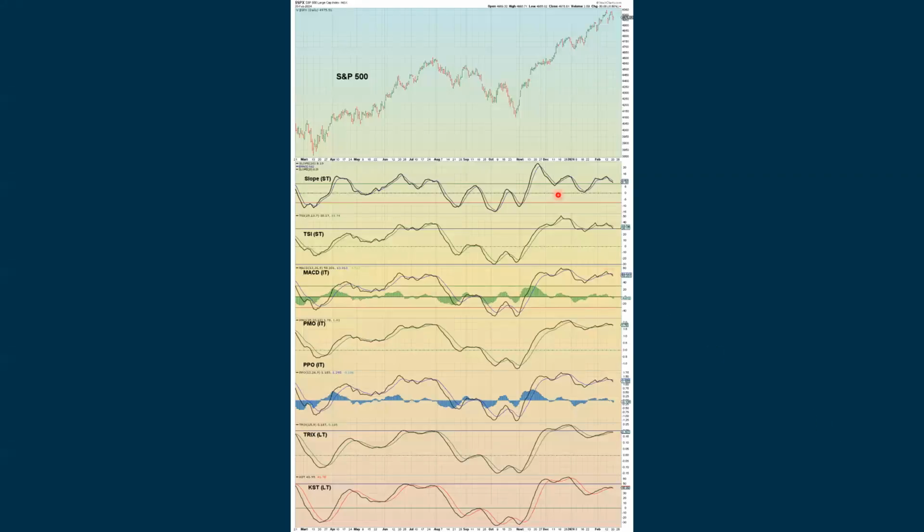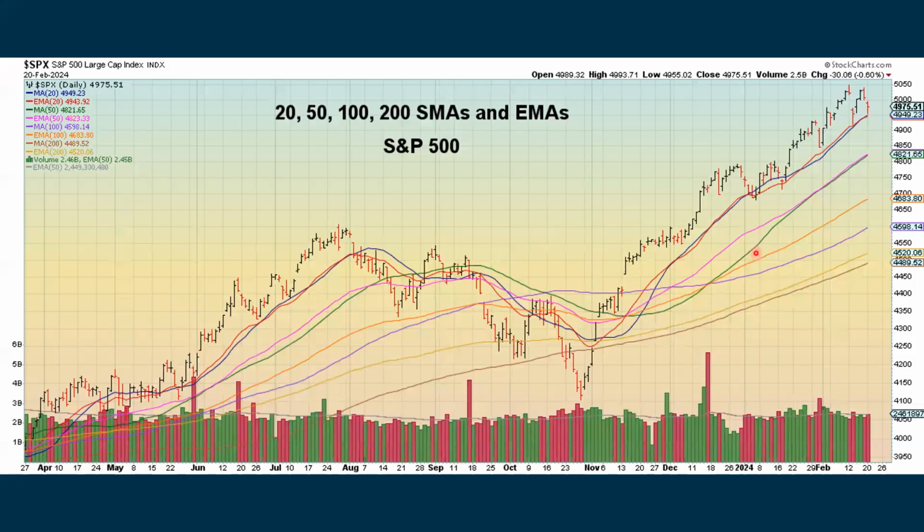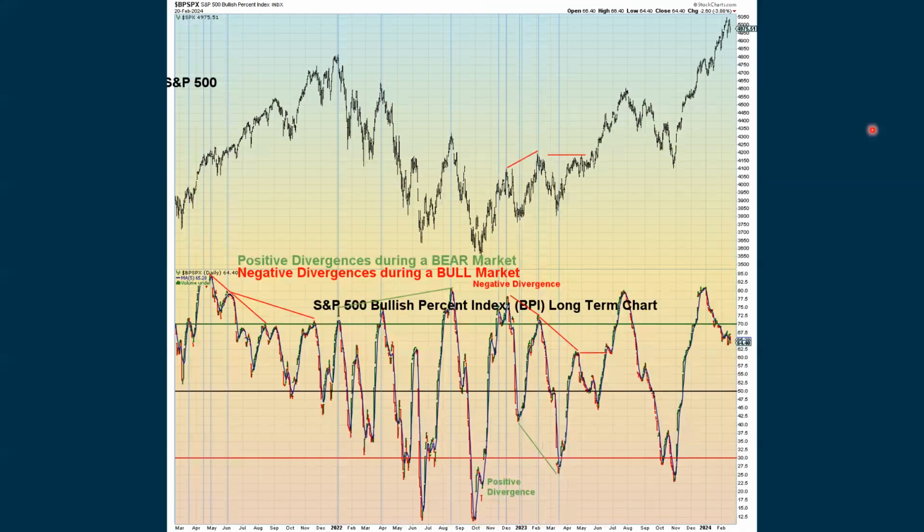So looking at all of our oscillators, we're now declining but still extreme positive with the slope and the TSI. We're rolling over with the MACD, the PMO, and the PPO. We're starting to come down with our long-term oscillators, the TRIX and the KST. So we're seeing some more negativity when we look at momentum across different time frames. But here is the 20-period moving average that for right now continues to hold.